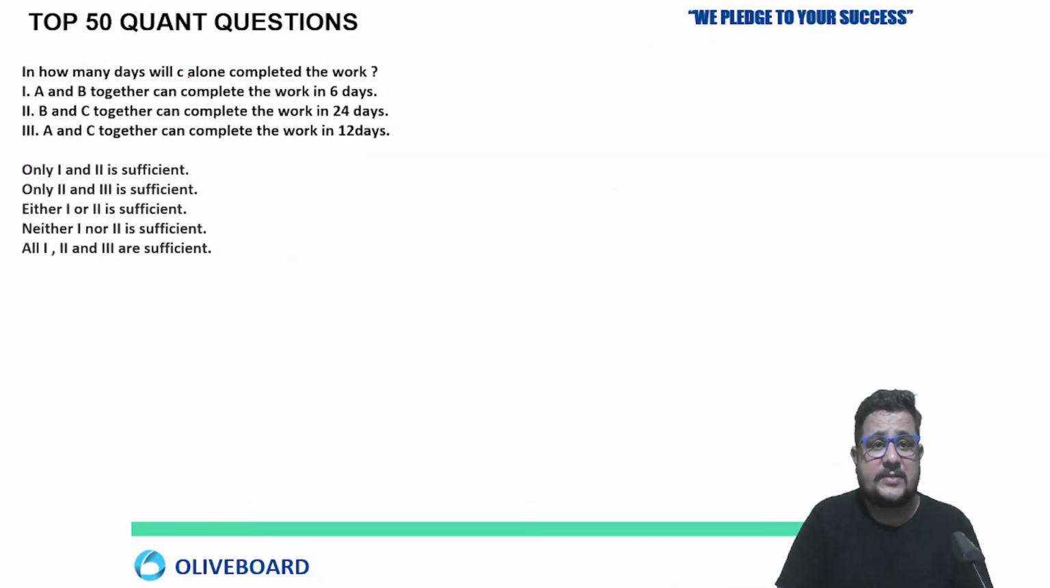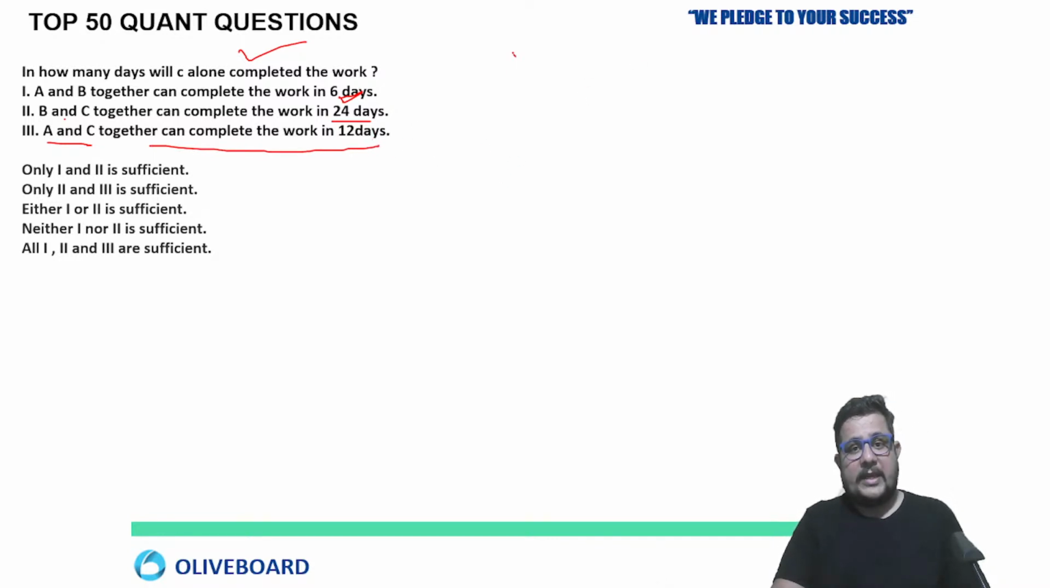In how many days will C alone complete the work? Now they're asking you this. Tell me the answer to this one. A and B together can complete the work in 6 days. B and C together can complete the work in 24 days. A and C together can complete the work in 12 days.